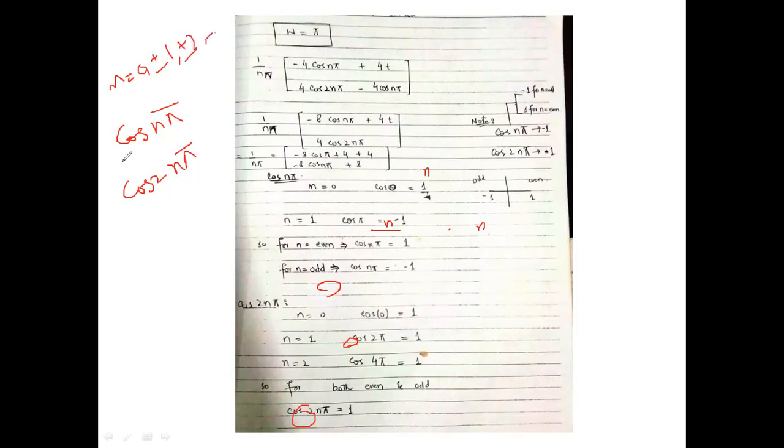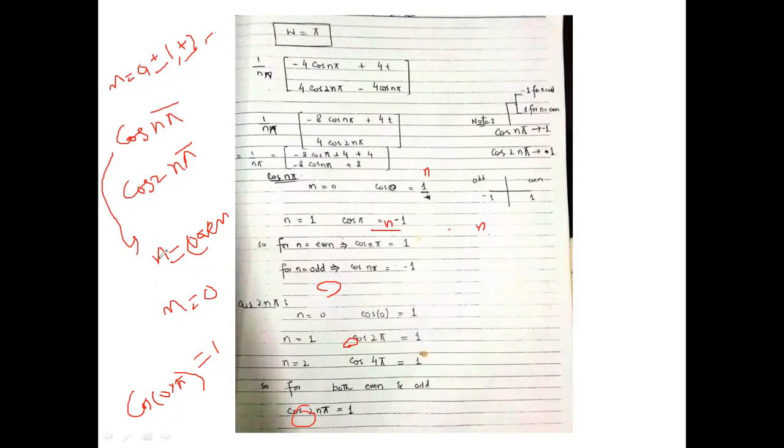So now for cos n omega t, let's start with the even case first. Even number means, for example, n is equal to 0. So put n is equal to 0, cos of 0 into pi, the angle will be 0, so cos 0 is equal to 1. Similarly, if you put n is equal to 2, cos 2 pi is equal to 1. Same.